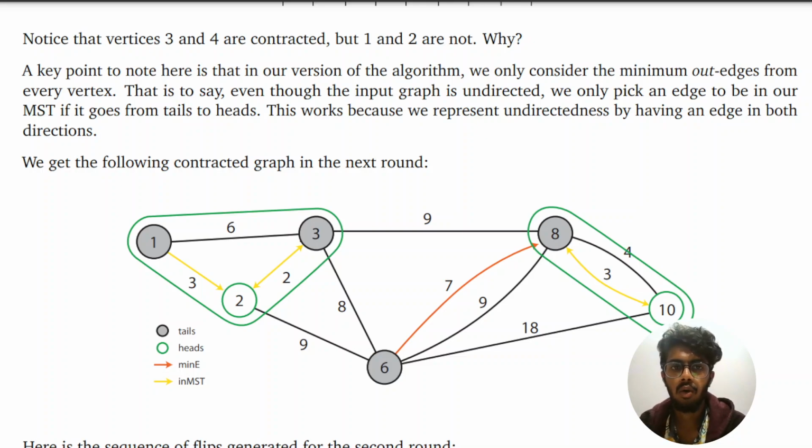The key point to note here is that in our version of the algorithm, we only consider the minimum out edges from each vertex. That is to say, even though the input graph is undirected, we only pick an edge to be in our MST if it goes from a tail to a head. This works because we represent undirectedness by having an edge in both directions. We get the following contracted graph in the next round.